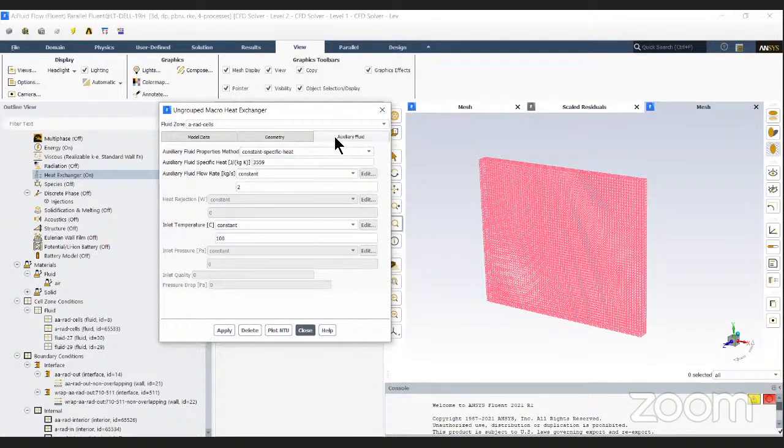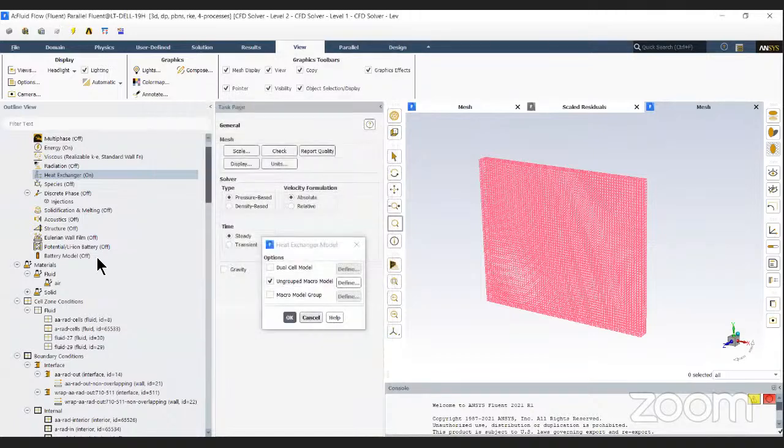The next tab is the auxiliary fluid, wherein you basically specify the specific heat of the coolant itself, the flow rate, and the inlet temperature. So just by entering this simple data over here, you are essentially able to replicate the heat exchanger that you would be able to see in this radiator instead of actually modeling it.